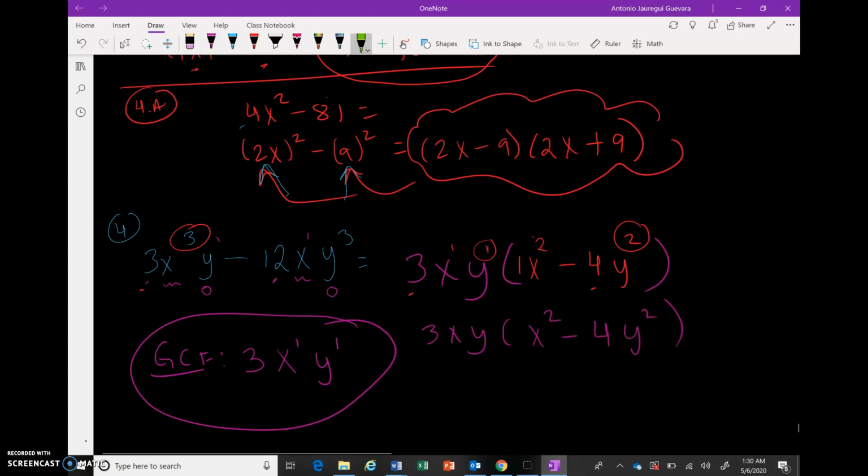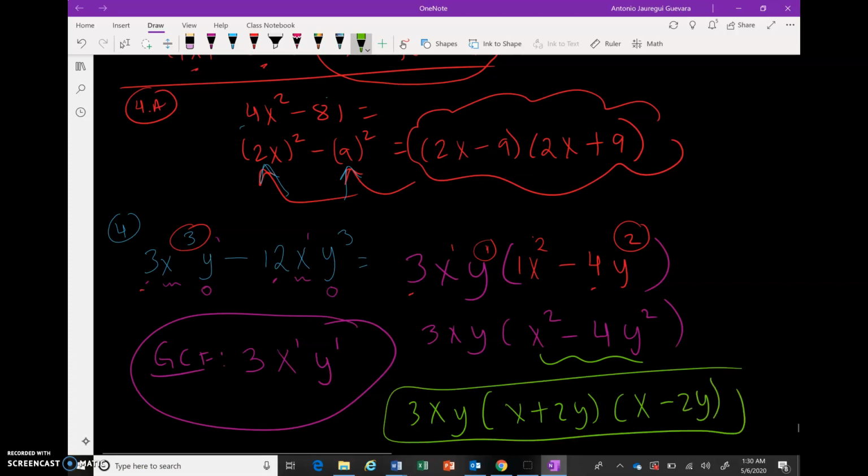Again, they want you to see here that this is a difference of squares. So 3xy, let me just type it in, gives you x plus 2y and x minus 2y. And that is your difference of squares. That satisfies it; again, this is the difference of squares.